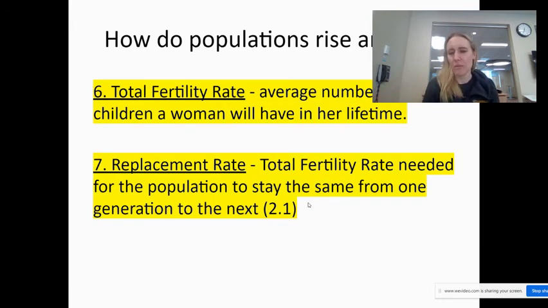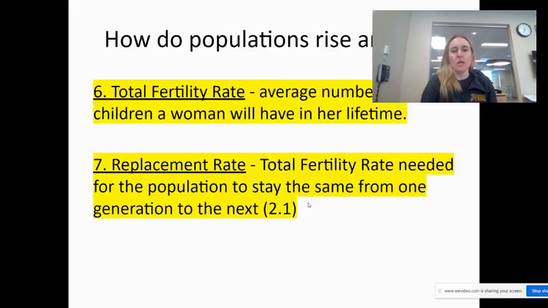The actual number is about 2.1. And the reason it's a little bit over 2 is because some of the children that are born do not reach the point where they're able to have their own children. They die before they go through their reproductive years.